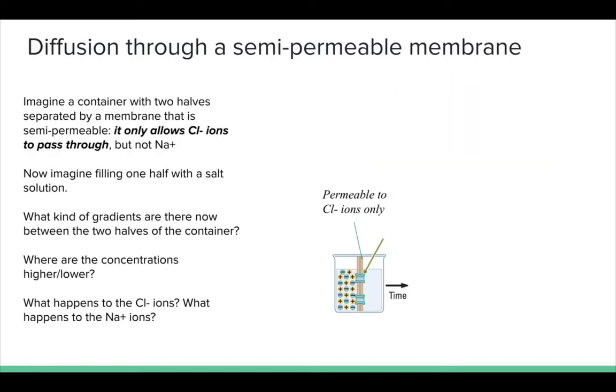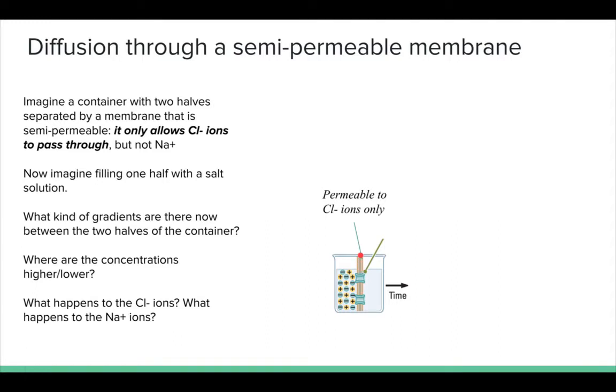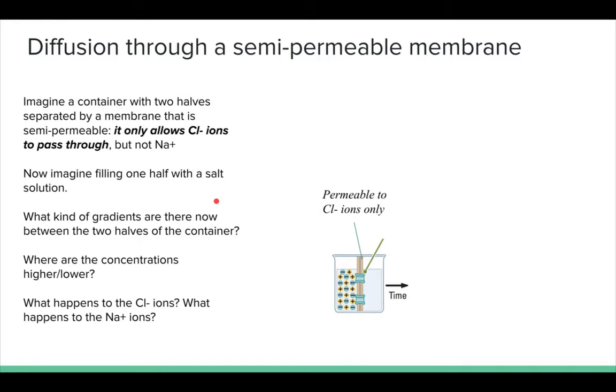So let's go back to our jar filled with a salty solution, and let's imagine now that instead of having just a plain old phospholipid bilayer separating the two halves of our container, we have a membrane that contains channels that permit the flow of chloride ions. So this is a semi-permeable membrane, a selectively permeable membrane for chloride ions. Okay. So now, what happens to the molecules here, to the atoms here?